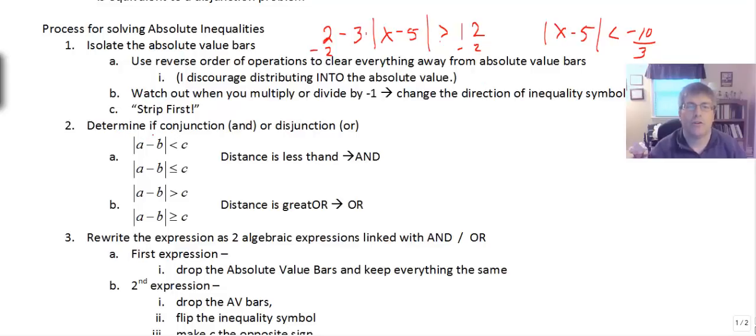Second thing you want to do is determine if it's a conjunction, an and problem, or a disjunction, an or problem. So this particular one here, it's less than, it's an and problem. If we have the distance is less than or equal to, it's and. If we have greater than or equal to, it's or. And see how I've written this. We can remember less than is and, and greater, spelled G-R-E-A-T-O-R, tells us that this is an or problem.